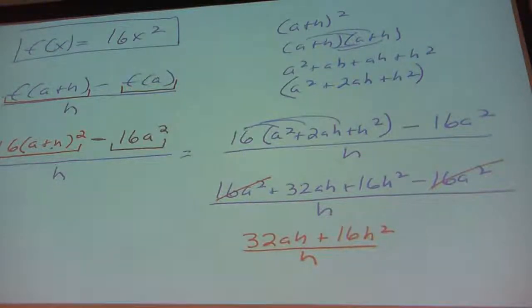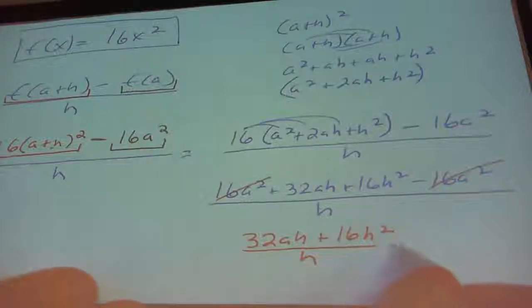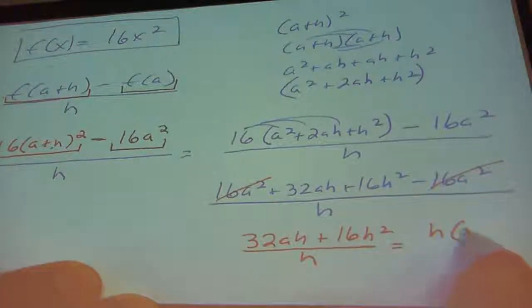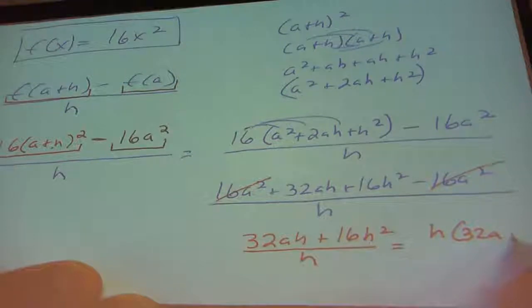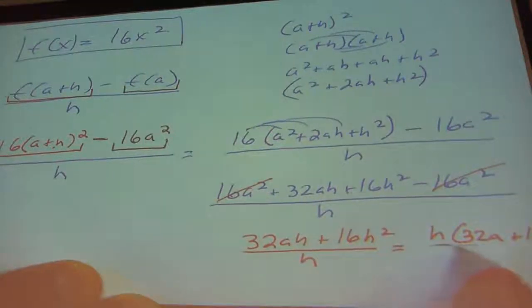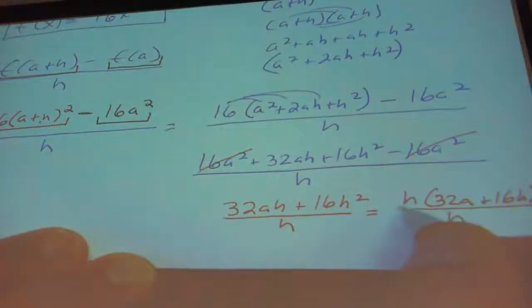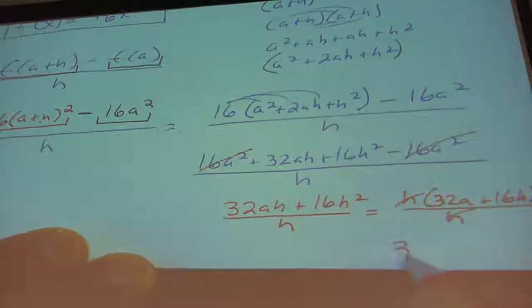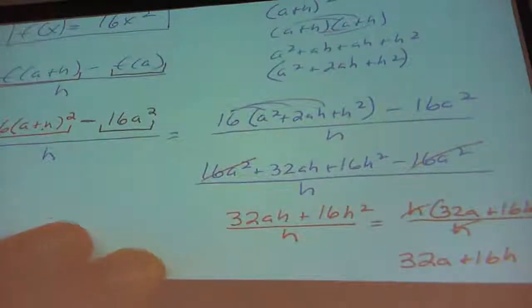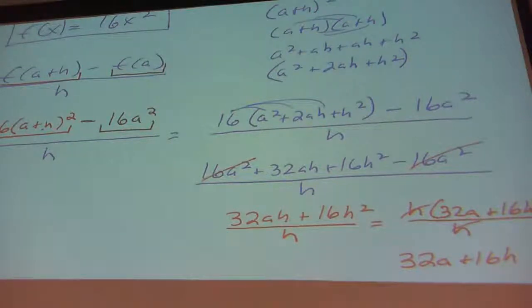You okay? What can I do to the top? Factor out an h, which gives h times 32a plus 16h, over h. And then what happens to the h's? h over h is 1. It simplifies to 32a plus 16h. Algebra, algebra, algebra. Okay? Now at this point, what the heck is that, 32a plus 16h?